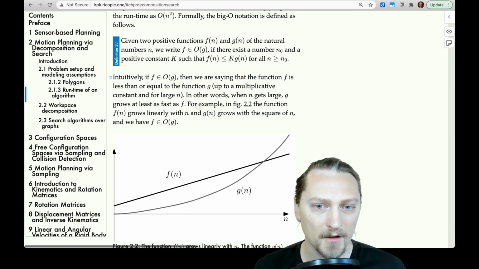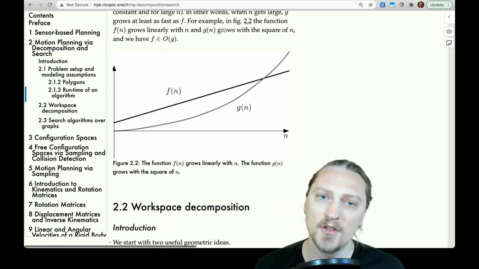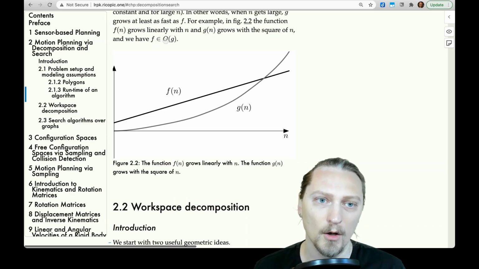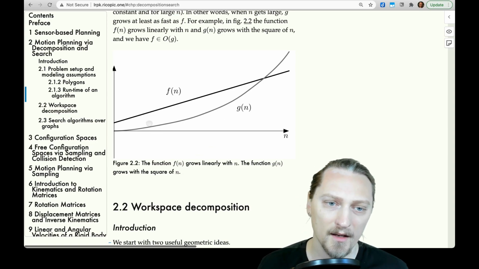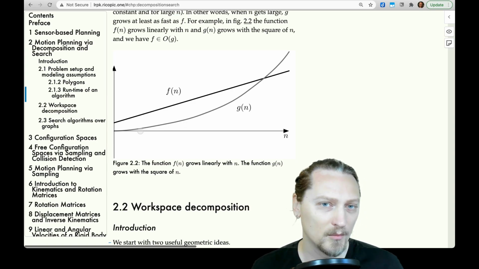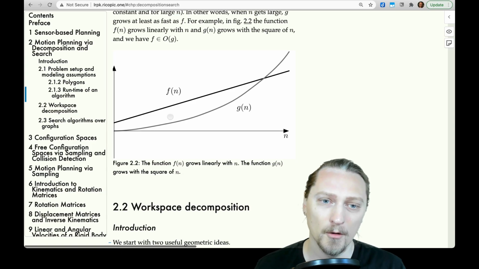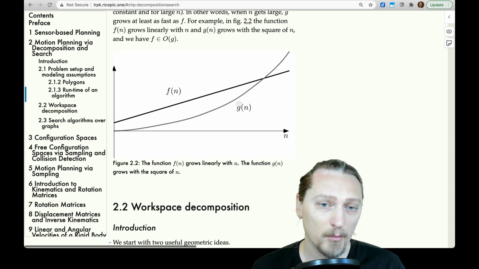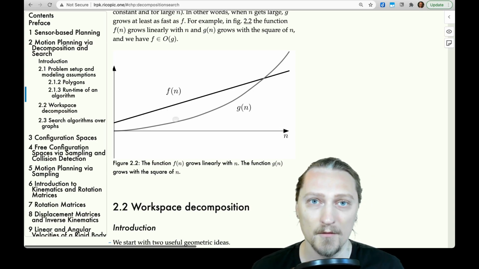For example, in figure 2.2, the function f of n grows linearly with n, and g of n grows with the square of n, and we have f an element of O of g. Taking a look at this figure here, we see that f of n is actually greater than g of n for small n, but we don't care about small n. We only care about how the function grows for large n. So we can say that g of n bounds f of n, at least in its growth, even though f of n happens to be larger than g of n for small n.